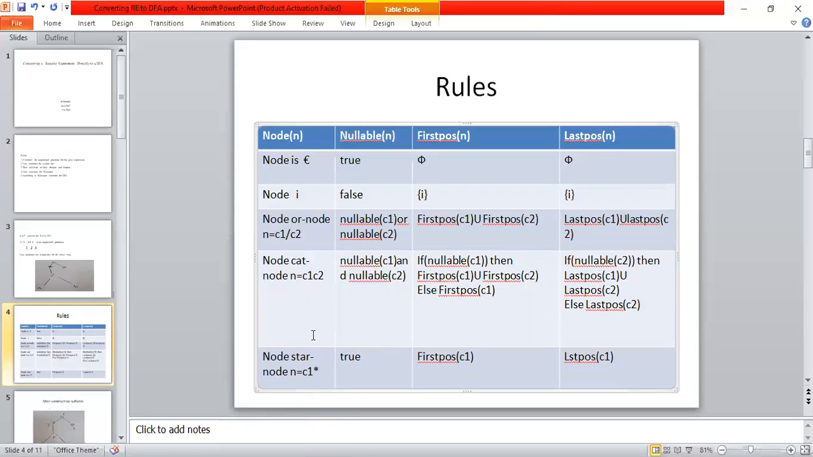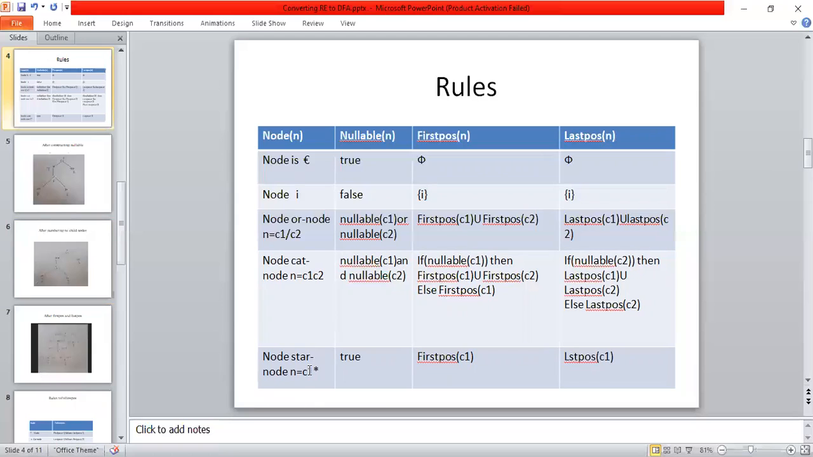And similarly, if the node is a star node, then its nullable value is true, its first position is C1, and its last position is also C1. So these are the rules to identify the nullable value, the first position, and the last position. So remember these rules. If you know the rules very well, then we can easily construct the nullable value, first position and last position. Okay. So in the next diagram, I am explaining how to construct nullable, first position and last position based on these rules only.